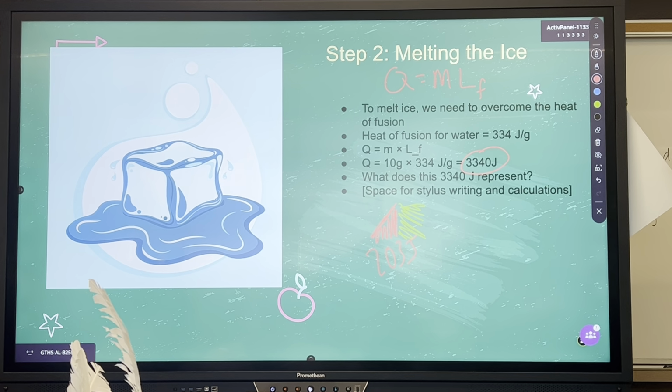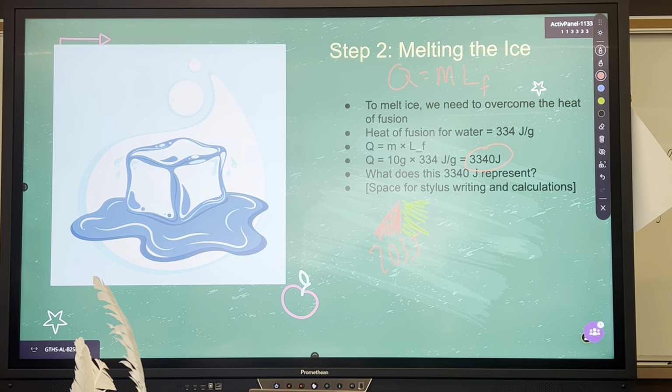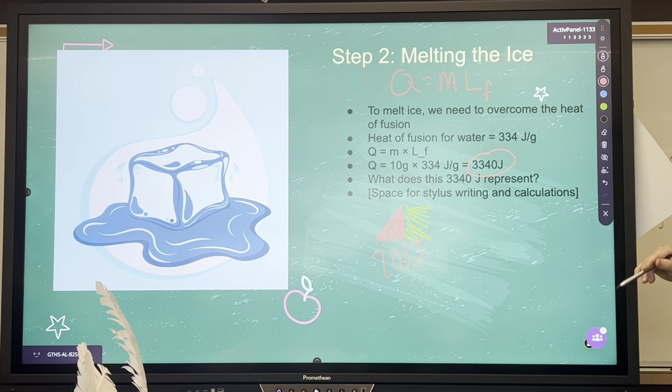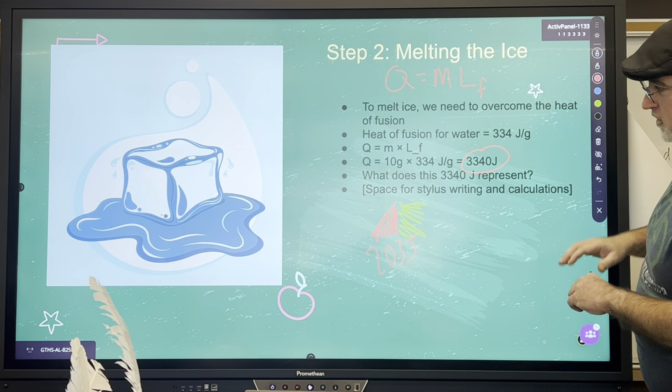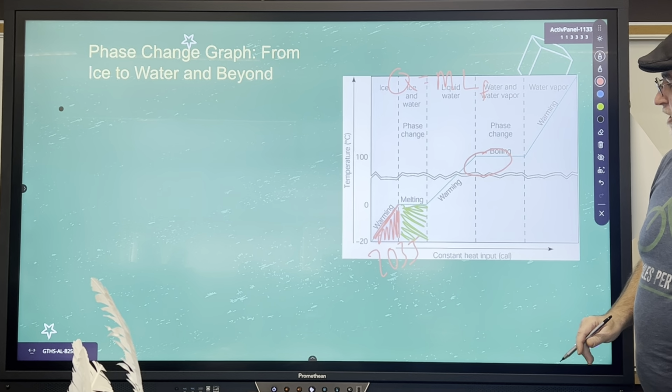Was that an easy calculation? Yeah, you just multiply two numbers together. That's it. Just add a 0. All right. So let's go on to the next slide, and now we have this.